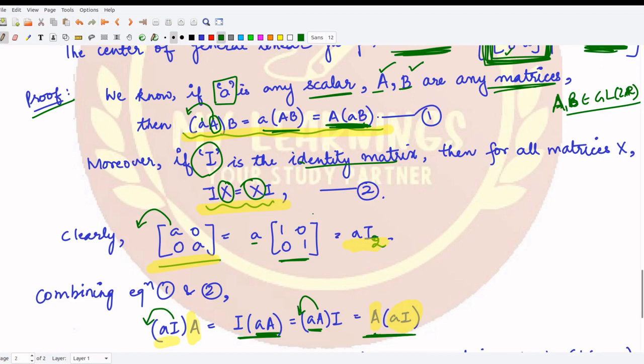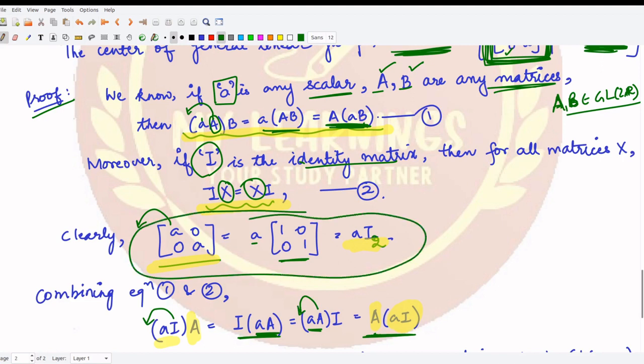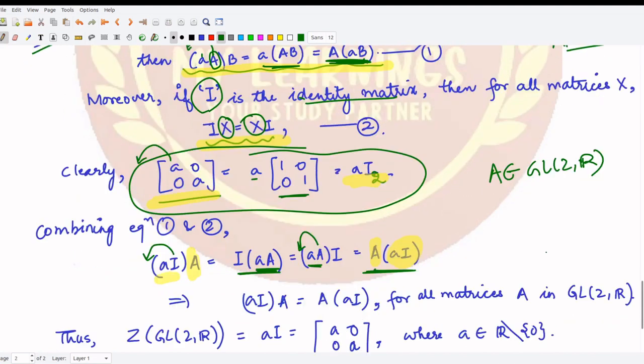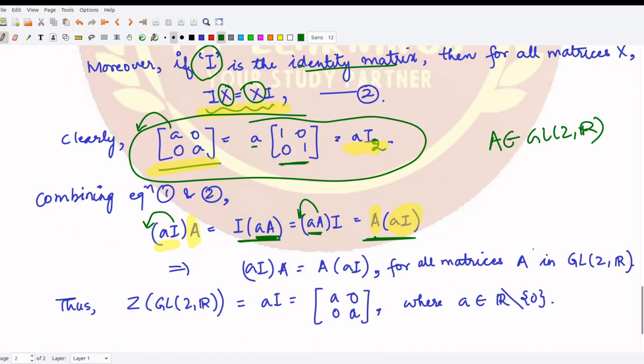Hence this matrix A0 0 A would commute with all the matrices A taken from the general linear group having order 2, whose entries have been taken from the set of real numbers. Hence the center of this general linear group is AI, where what is AI? It is A0 0 A, where A is a real number which is non-zero.